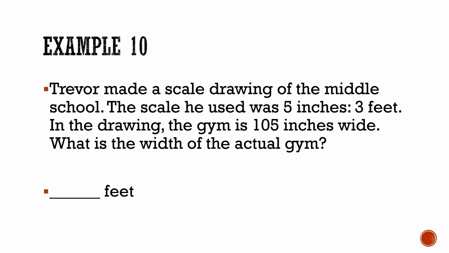Trevor made a scale drawing of the middle school. The scale he used was 5 inches to 3 feet. In the drawing, the gym is 105 inches wide. So what is the width of the actual gym? So we're going to use this 5 inches is really 3 feet. We're going to keep our inches on the top and feet on the bottom. And it says that the gym is 105 inches, so that's going to go on the top where we put inches. And we're solving for the number of feet.